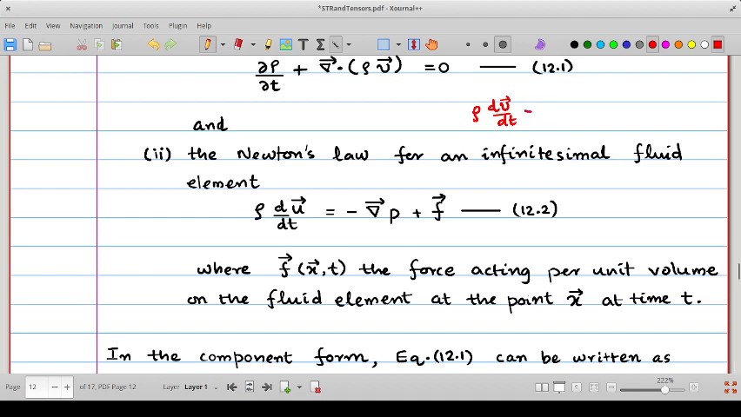But this is equal to, first of all, the force due to the pressure. The force due to the pressure is given by the negative gradient of the pressure field. And the pressure is assumed to be isentropic. That's why we have a single function of space and time, p as a function of x and t. Plus, if there are other mechanical forces acting on the system, the force per unit volume due to those forces is given by F.